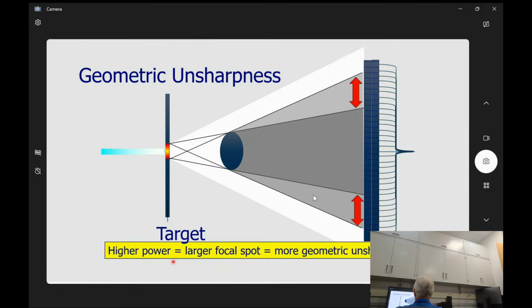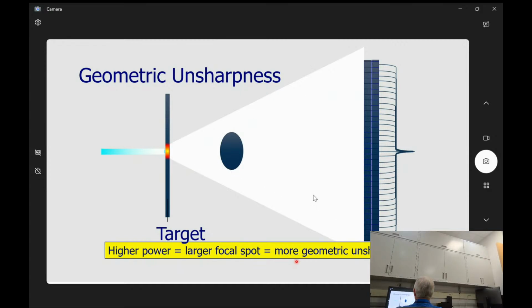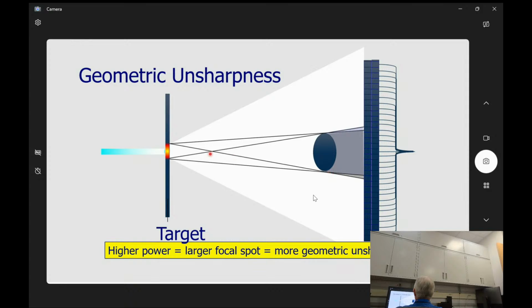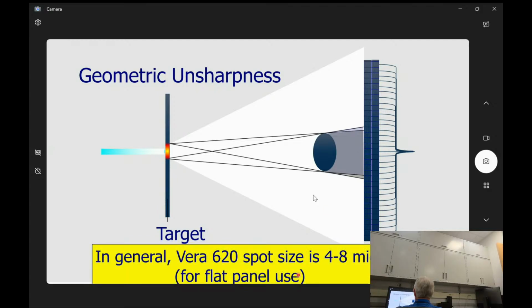So higher power, larger focal spot, more geometric unsharpness. We can use that power level, but we have to have the sample farther away or at a lower resolution. Now, those same rays from either side of that spot fall within a pixel or so, and the edges appear to be sharp again. Higher magnification, more geometric unsharpness. In general, the Versa 620 spot size is in the 4 to 8 micron range for flat panel use.